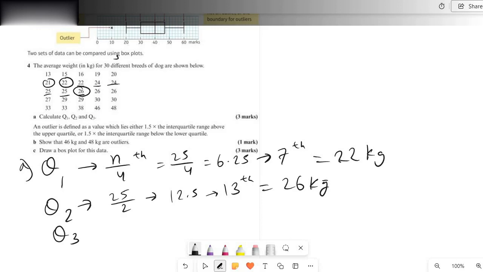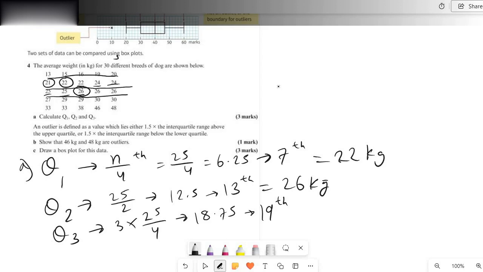And finally Q3, which is the upper quartile, is going to be 3 multiplied by n divided by 4, which is 3 times 25 divided by 4. That gives us a value of 18.75, meaning it has to be rounded up, which is the 19th term. So this is 5, this is 10, then we have 15 and 20. So this is the 20th term, and the 19th term is 30 here. Therefore 30 kg is going to be the upper quartile.